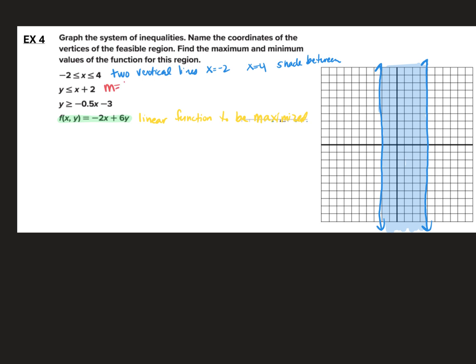For this one, my slope is 1. My y-intercept is 2. It'll be a solid line, and I'll shade below. Okay, so y-intercept is 2, +2. I'm going to do a rise and run of 1. Rise 1, run 1 to the right. Rise 1. And I'm going to continue that until I intersect those initial vertical lines. It is solid. And shade below.